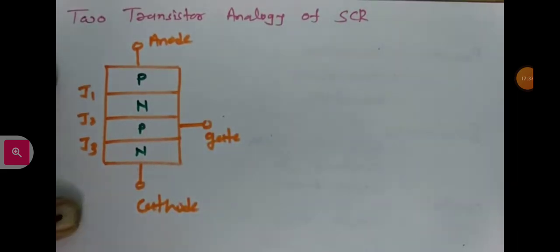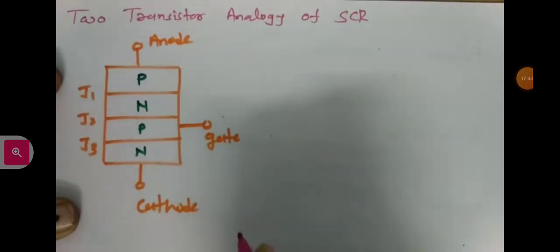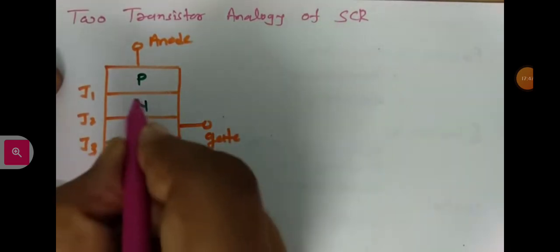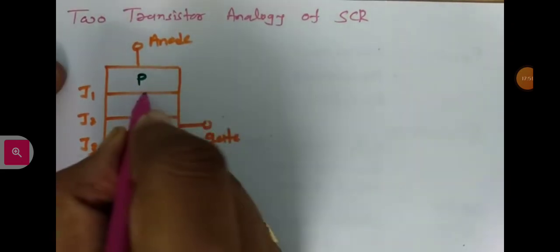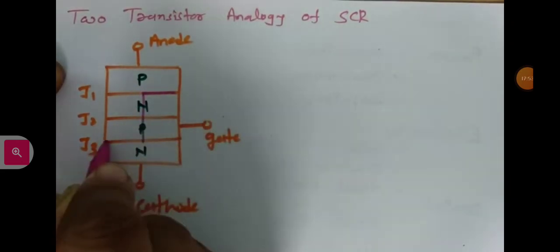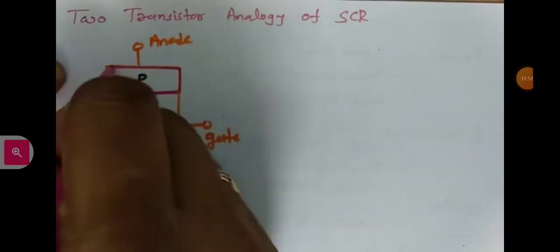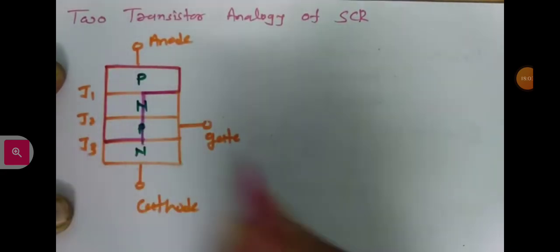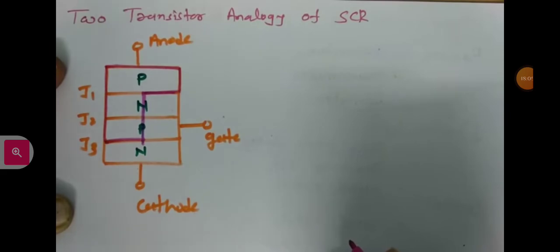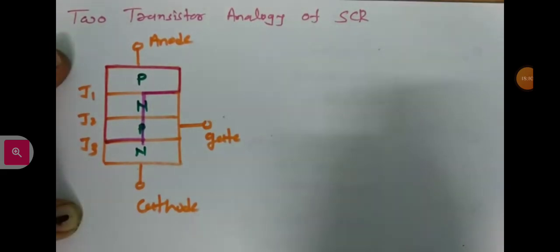Now we want to see how we can get a two transistor analogy of this device. So if I break this SCR from here, I will have two parts of SCR. One part is PNP, and the second part is NPN. So that will act as two transistors. Let us have this diagram first.